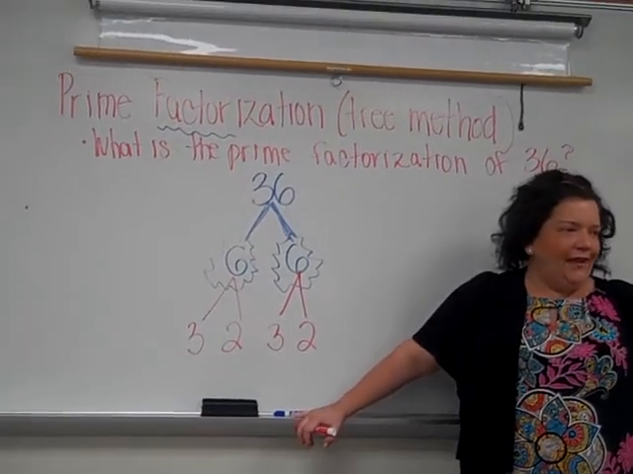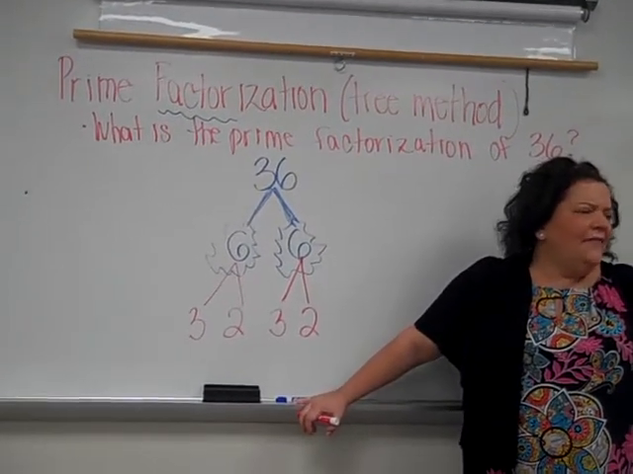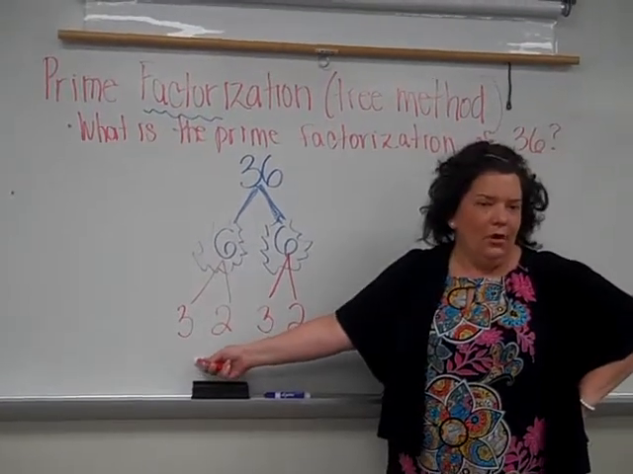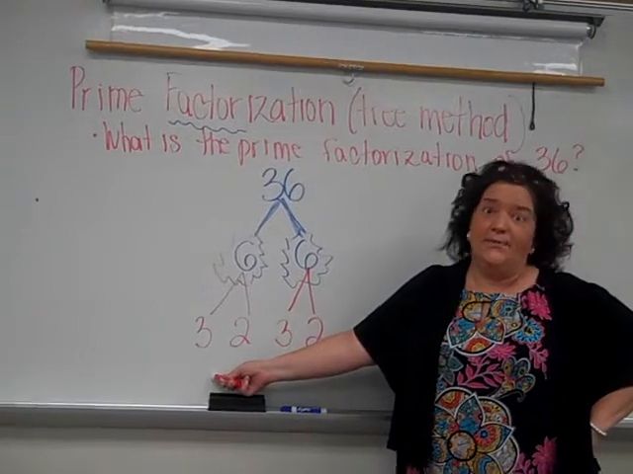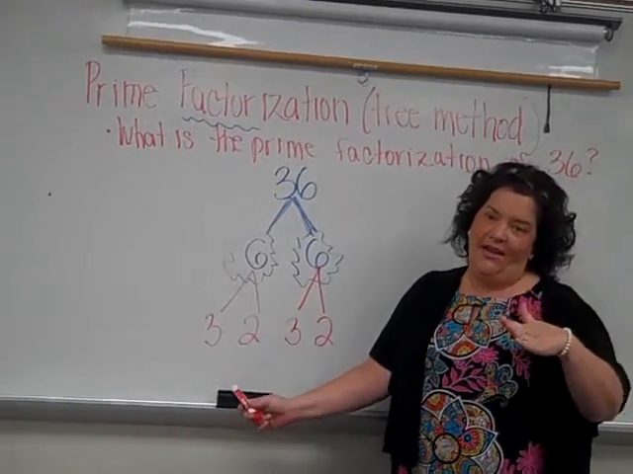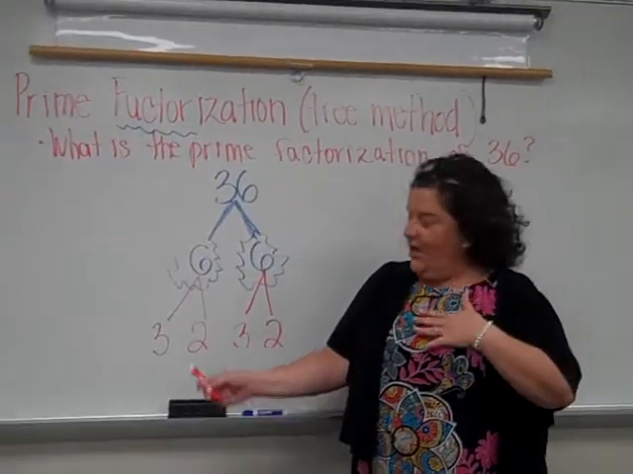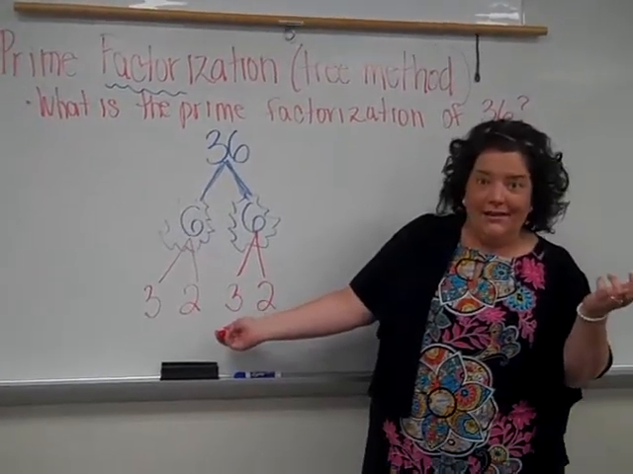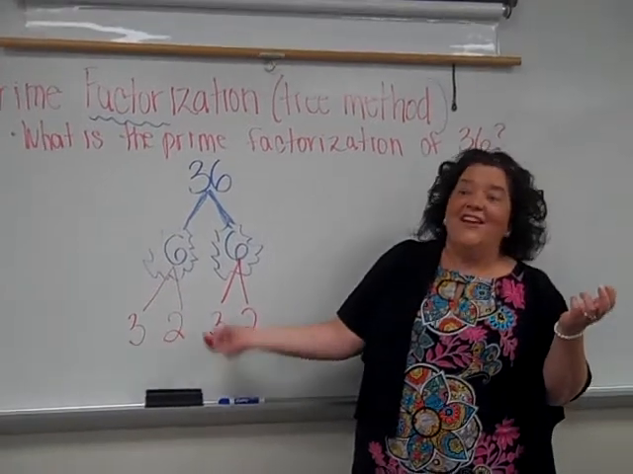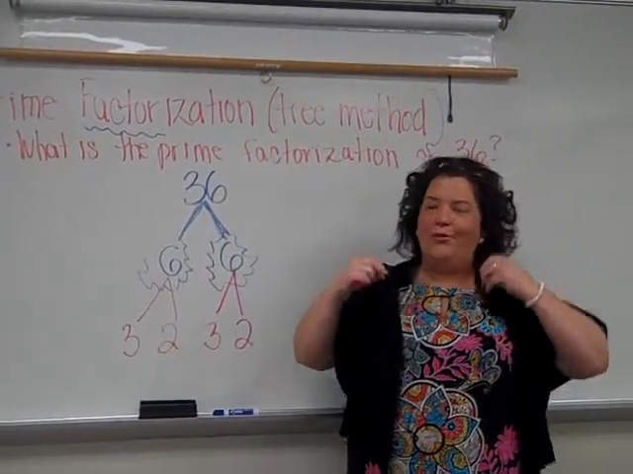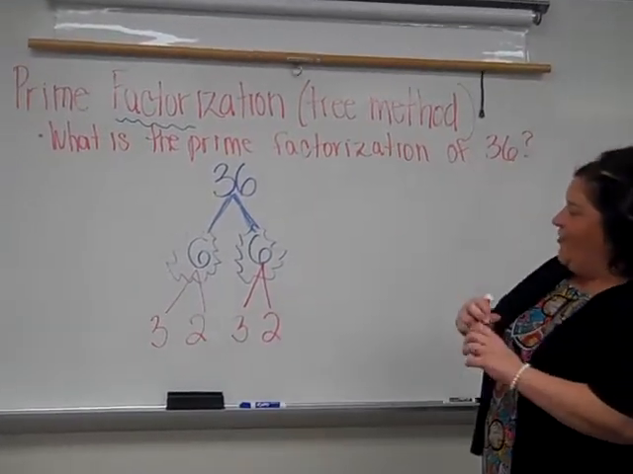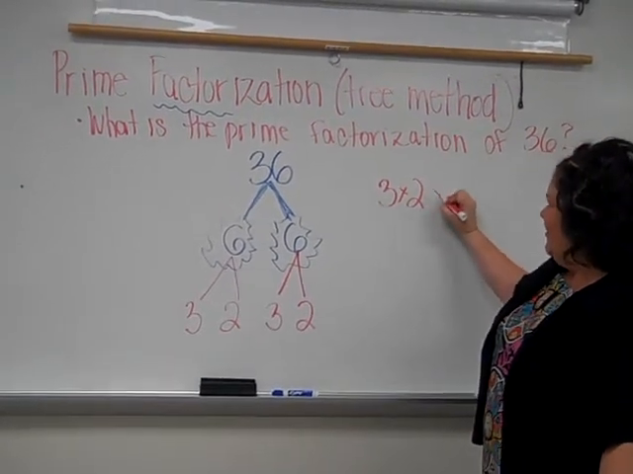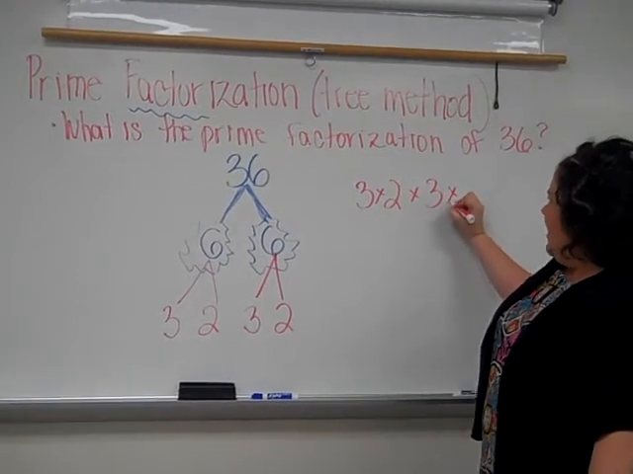Once you put a factor pair up there, you have to ask yourself, is that prime? Is 3 prime? Or is it composite? It's prime. It's prime because only 1 and 3 can be factor pairs for it. Is 2 prime? Yes. Is 3 prime again? Yes. Is 2 prime? Yes. So, the prime factorization of 36 would be 3 times 2 times 3 times 2.